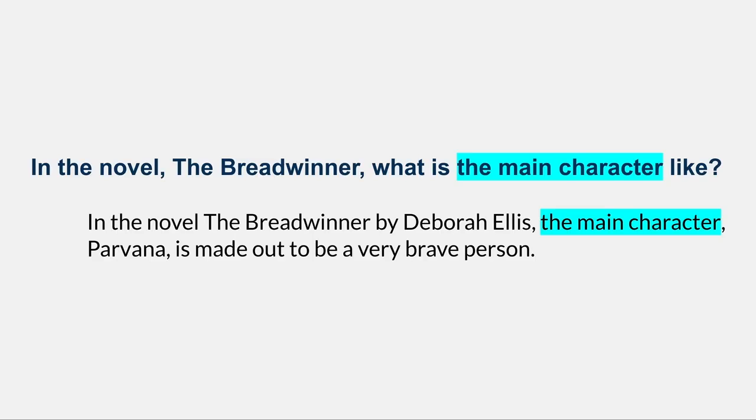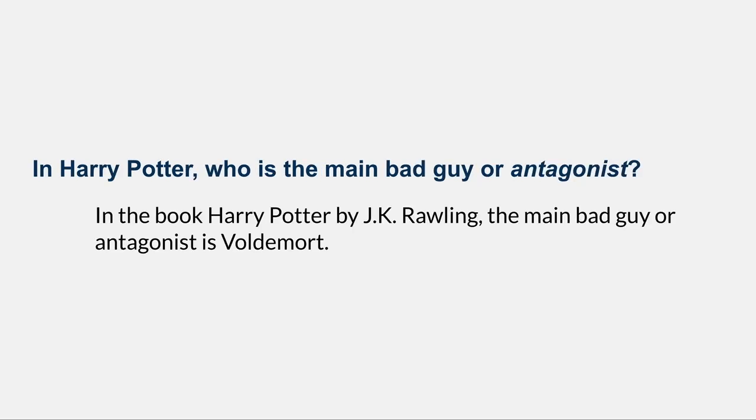Let's take a look at some other points that we could possibly write to some other questions. So for the question, in Harry Potter, who is the main bad guy or antagonist? This would be a good point. In the book Harry Potter by J.K. Rowling, the main bad guy or antagonist is Voldemort. In here you can see the text title, the author's name, and if we go further you will see some of the same words from the question in the point. Let's take a look at another example.